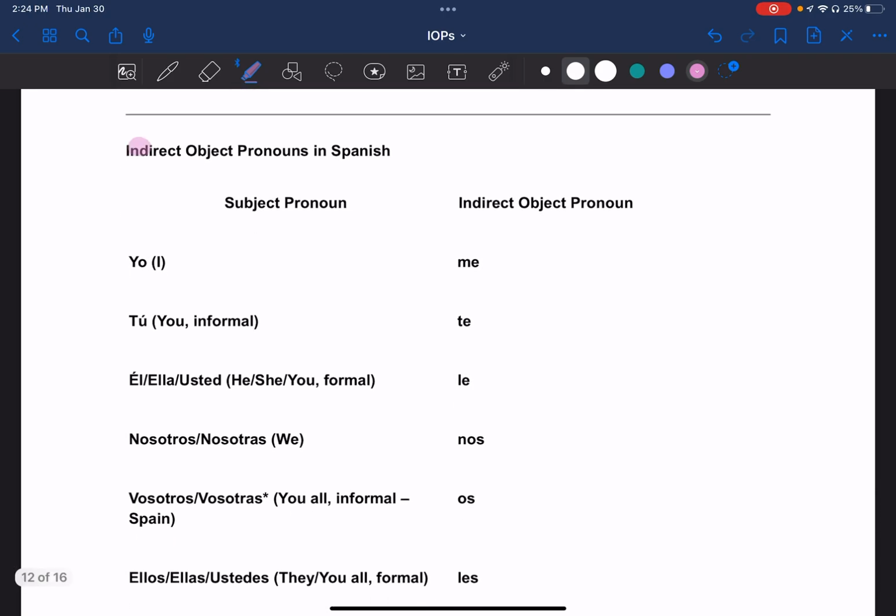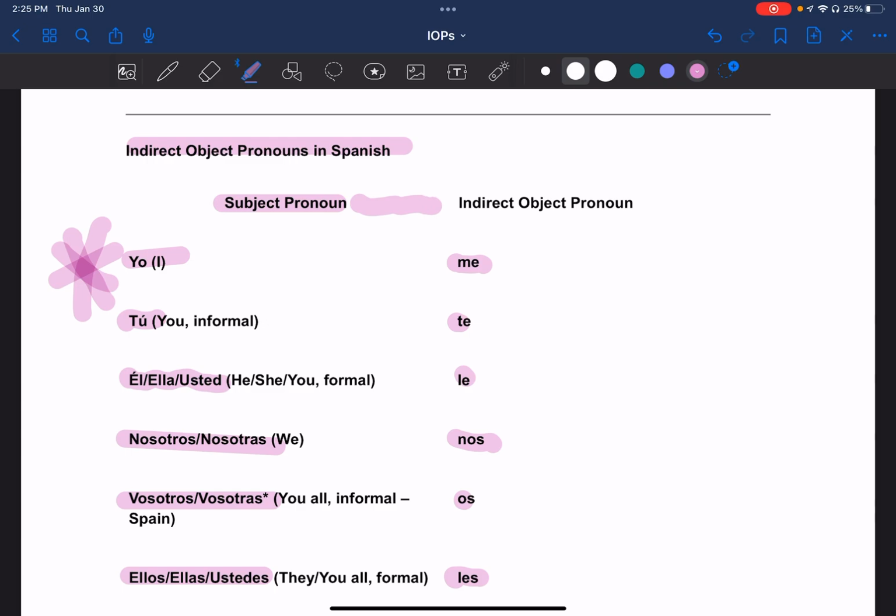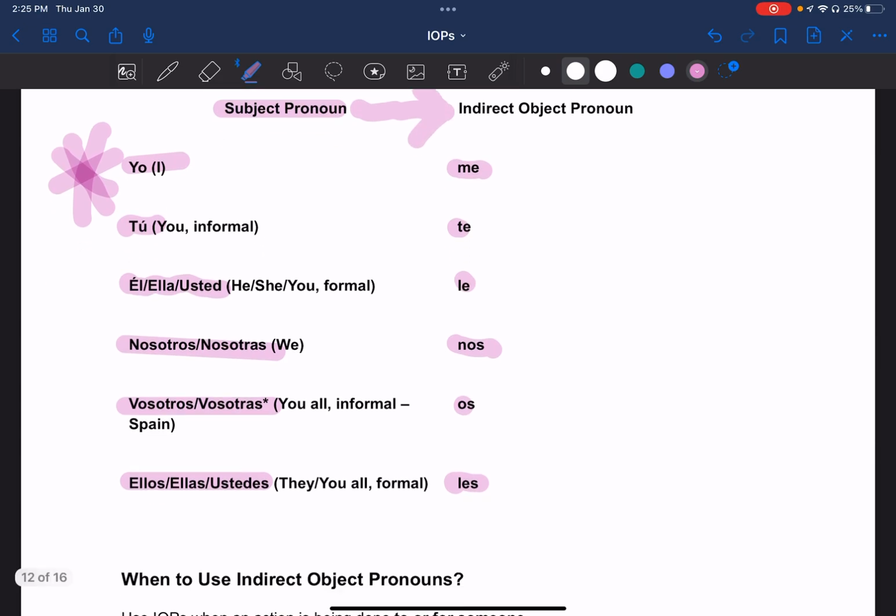Our indirect object pronouns in Spanish, just like always, go along with our subject pronouns. So first we have yo. The indirect object pronoun would be me; tú, te; él, ella, usted, le; nosotros y nosotras, nos; vosotros y vosotras, os; ellos, ellas, ustedes, les. So make sure to memorize this. It's very important to know which subject pronoun goes into what indirect object pronoun.